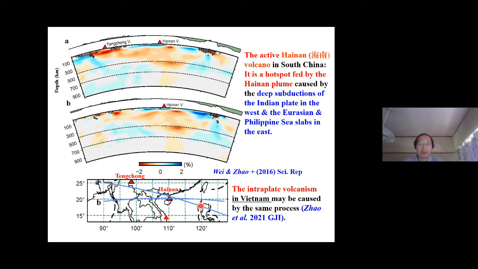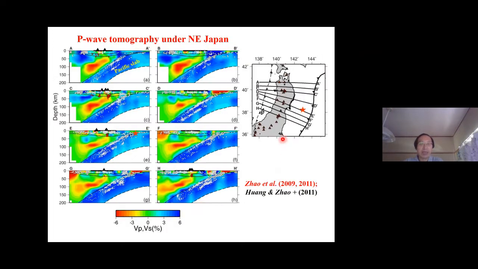Okay, so now let me show the high resolution local tomography in Japan. This figure shows the eight east-west vertical cross sections beneath northeast Japan from the surface down to 200 kilometer depths. And here we see the subducting Pacific slab clearly, which has a thickness of 90 kilometers. And in the mantle wedge, this is a small mantle wedge, not a big mantle wedge, above the Pacific slab.